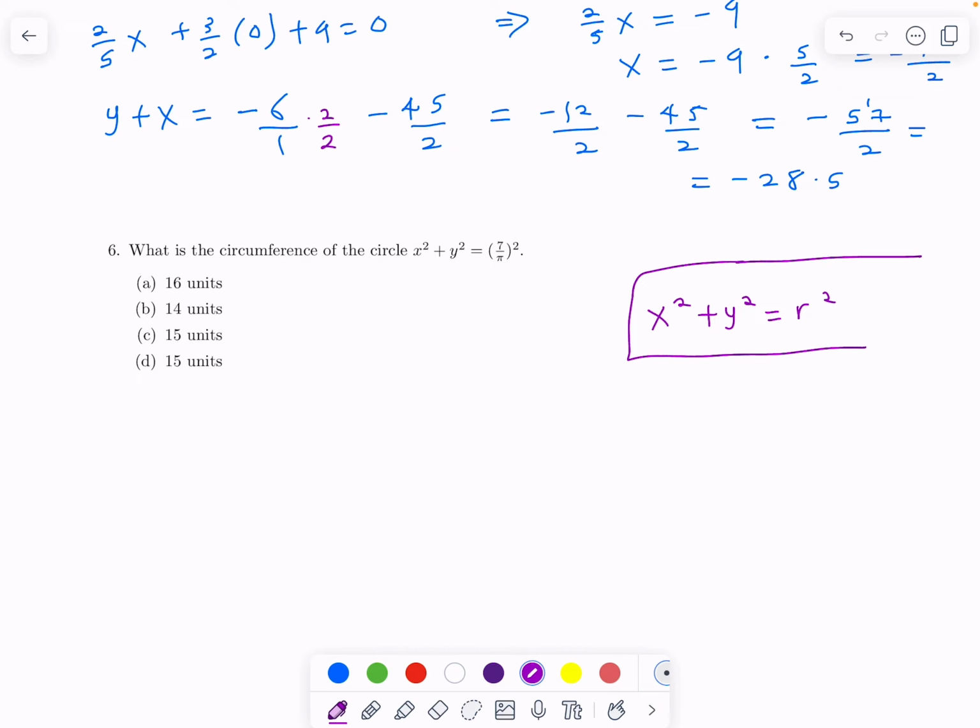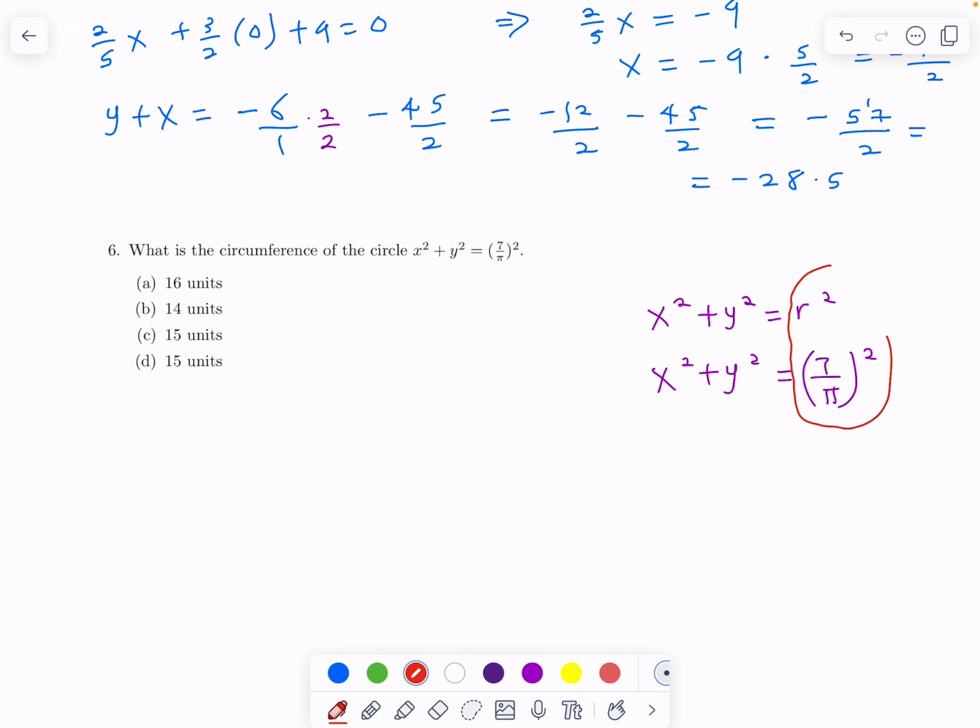Now, if you compare this with what I have here, let me just write this under it. This is just going to be x squared plus y squared equals 7 pi squared, right? So if you compare this part, what is going to be my r? My r is just going to be what? r is just going to be 7 over pi, right?